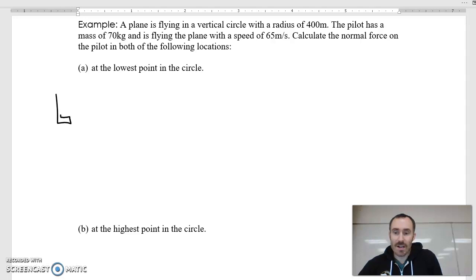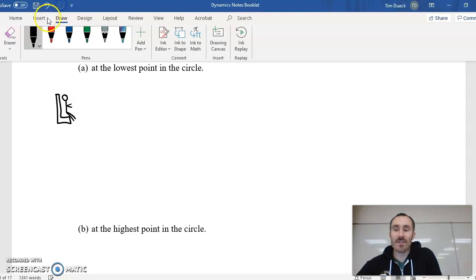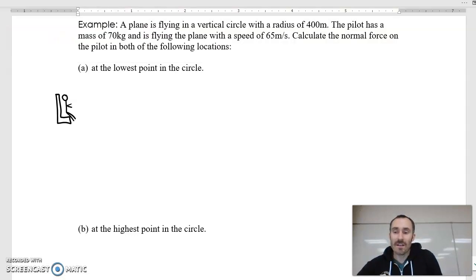Okay, so before we actually do any calculations, let's take a little picture. Look at what's going on here. Here's the chair. Here's the pilot. Okay, so now let's think about the forces acting on this pilot. When this pilot is flying in a circle, we're not thinking about what are the forces acting on the plane. We're thinking about what are the forces acting on the pilot.